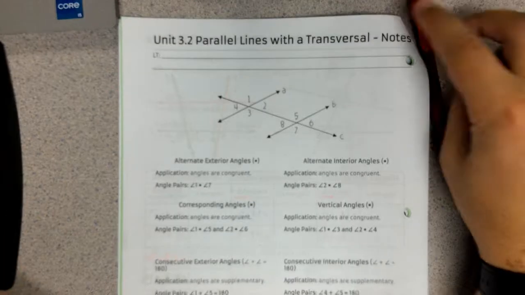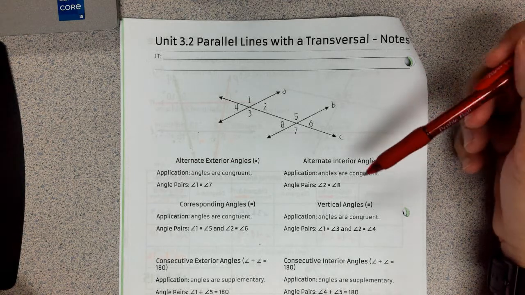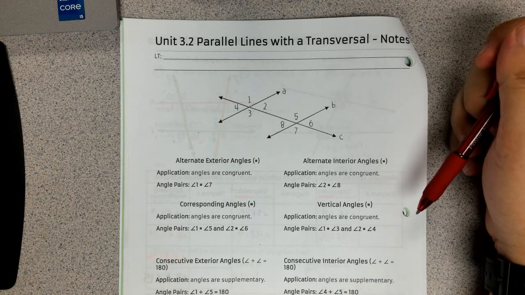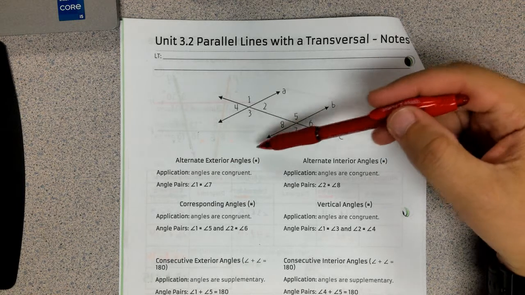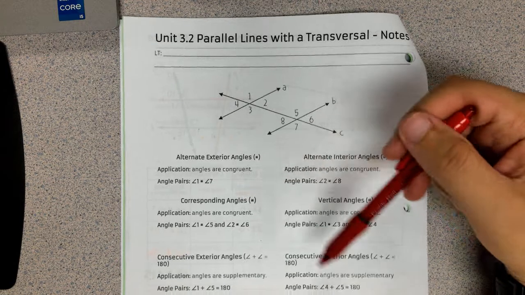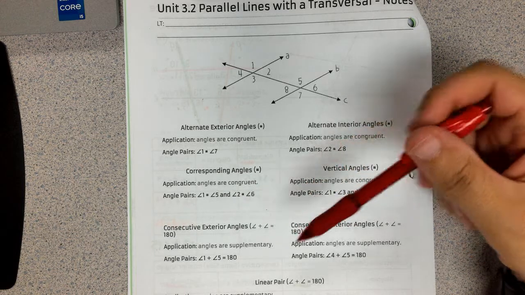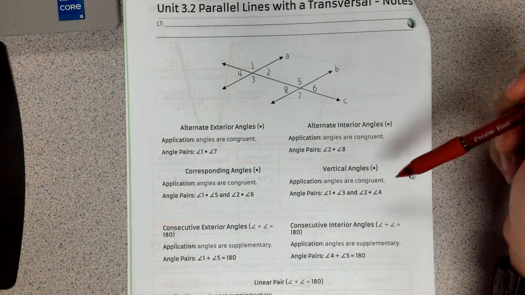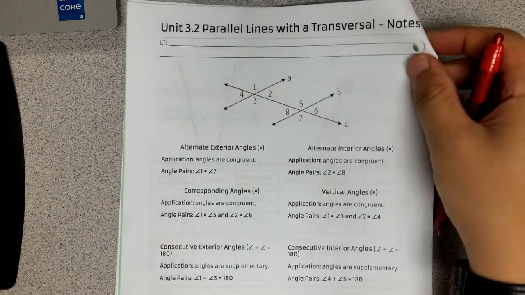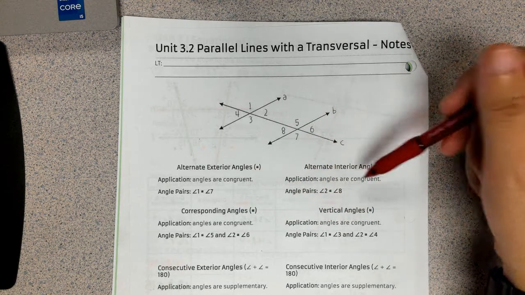Okay, in this video we will be discussing how to use all the different angle vocabulary that we learned last class and how to apply it and how it affects us. So last class we talked about alternate exterior, alternate interior, corresponding, consecutive interior, and consecutive exterior. Right? But we also have our friends the vertical pair and we have linear pair returning. For now we're going to focus on these four.